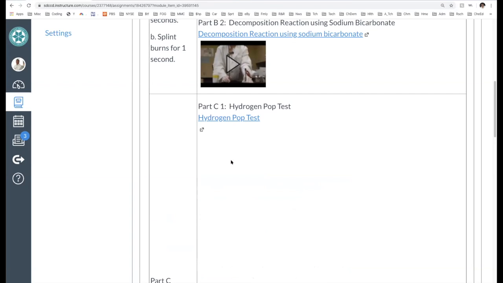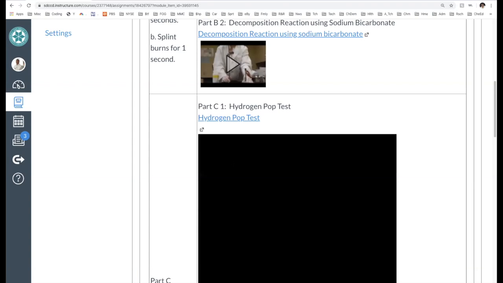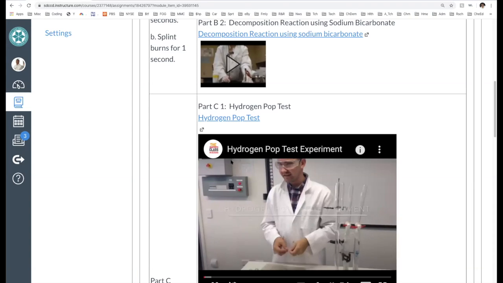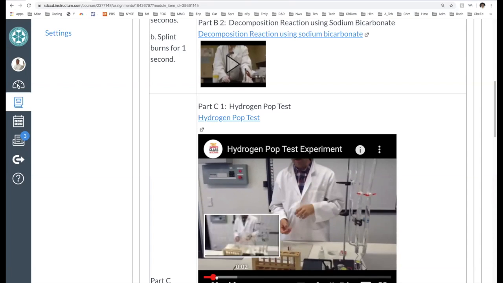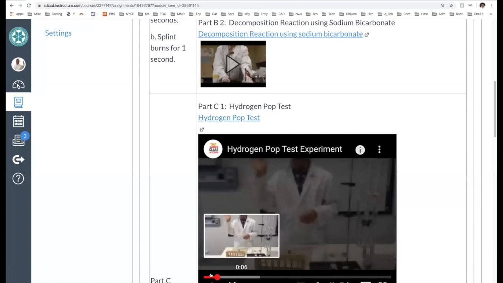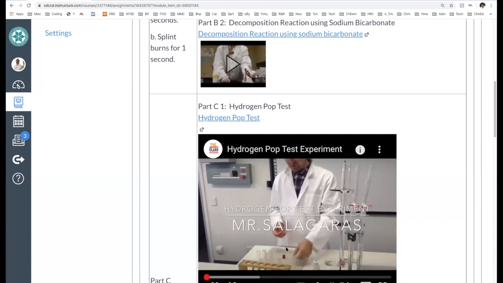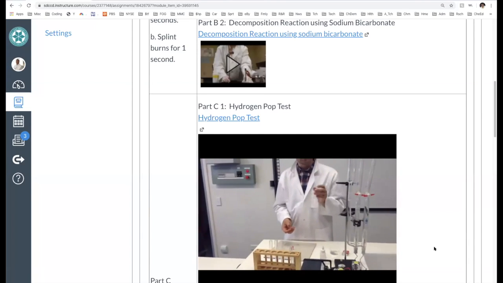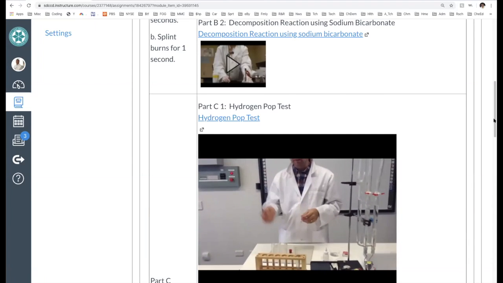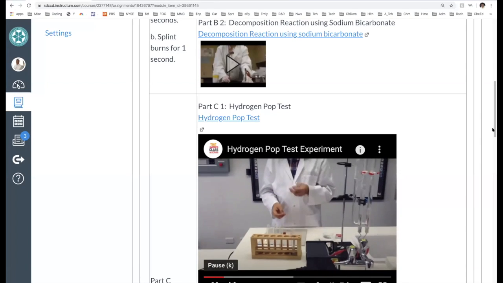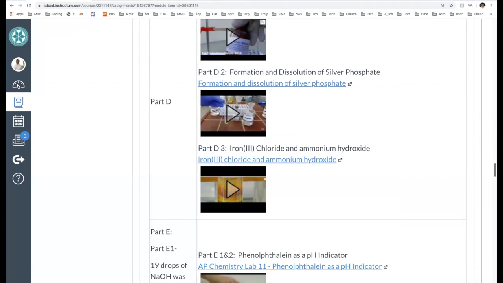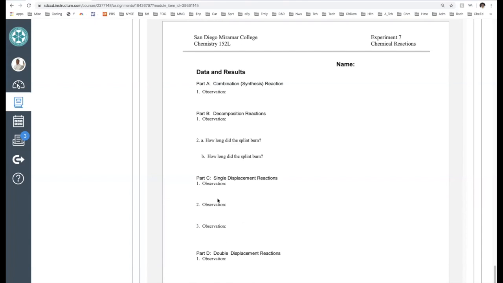If you click on these right here on this page, it'll open it up to the YouTube channel. Okay, you can fast forward this if you want or do what you need, but make sure that you write down your observations. It's very important that you do that. Okay, so let's stop here and let's go back to your data sheet. That's exactly what you're doing. You're writing your observations right here.